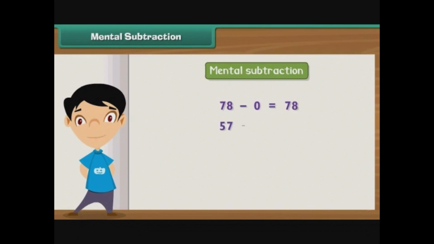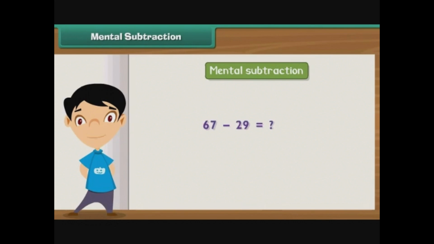Mental subtraction. We can perform mental subtraction in a manner similar to mental addition. 0 is the easiest number to subtract. So, we will always try to make the second number, that is, the number to be subtracted, end with 0. Let us try to subtract 29 from 67.